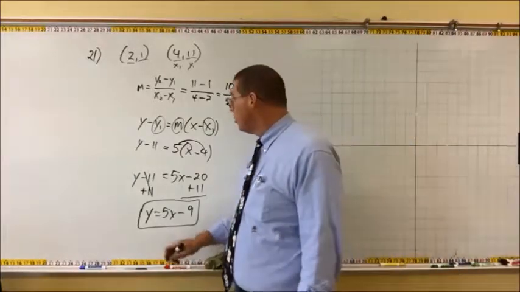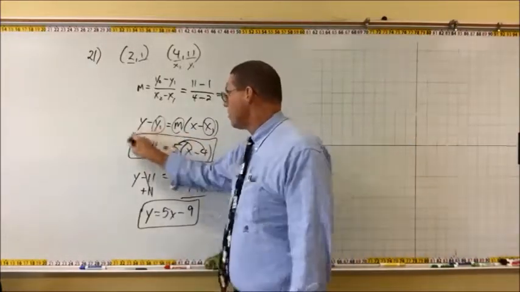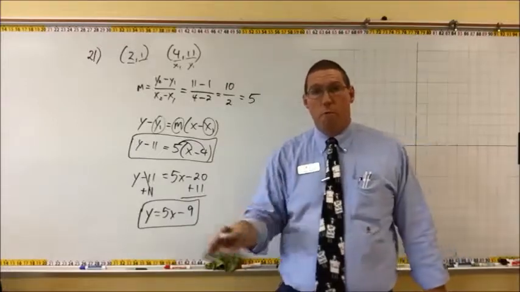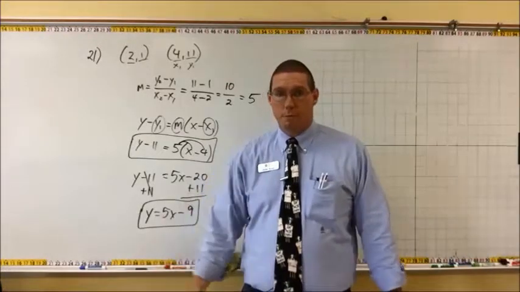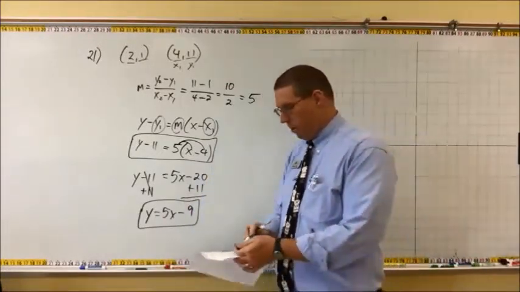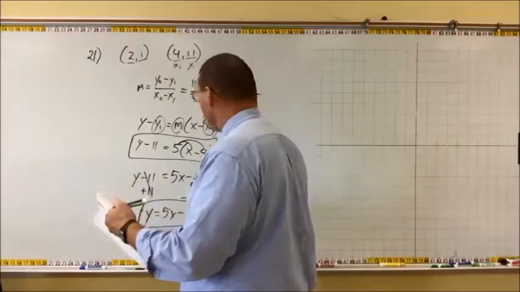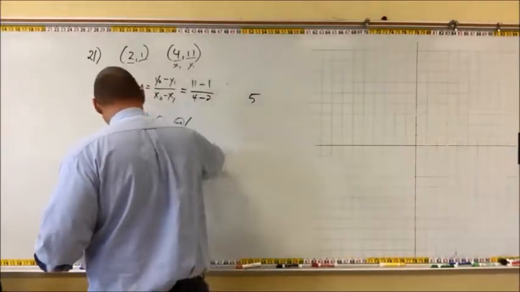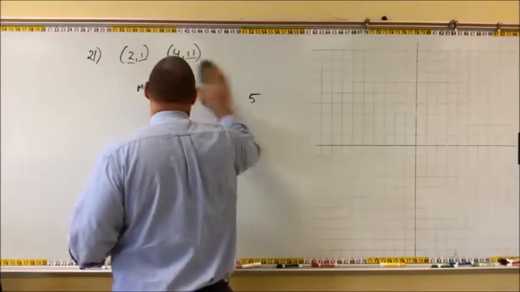You needed to give both of these. I said in point-slope form and in slope-intercept form. Okay? All right, that's question number 21. Now let's look at question number 22, which, by the way, is a lot easier than 21.